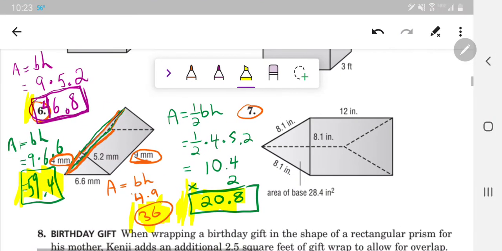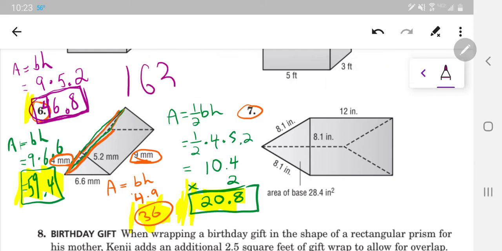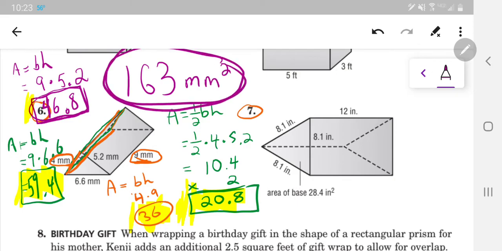Well, that came out nice. 163 would be our total. So once we sum all those up, add it up, it's going to be 163, and that gives us millimeters squared as our total.